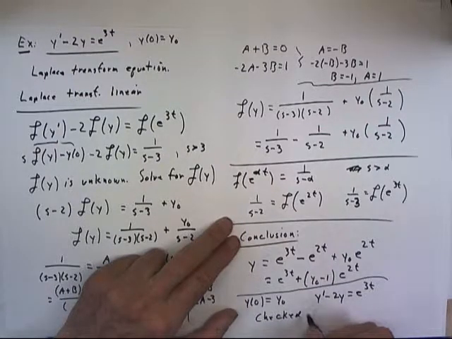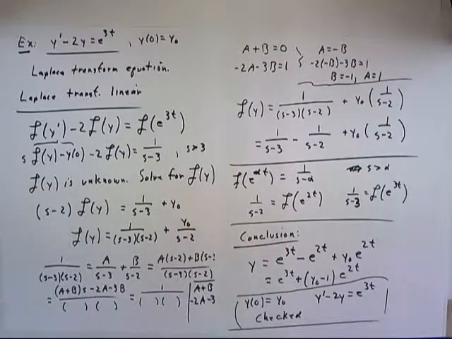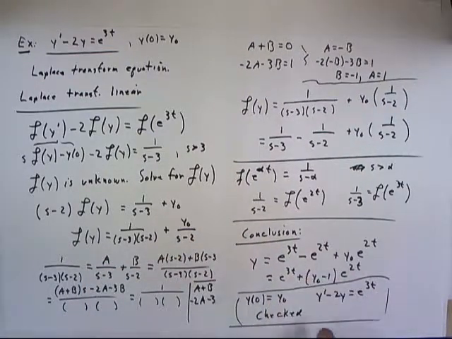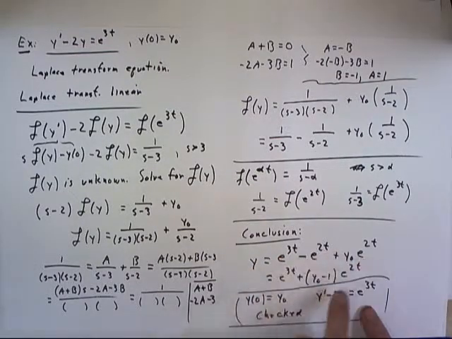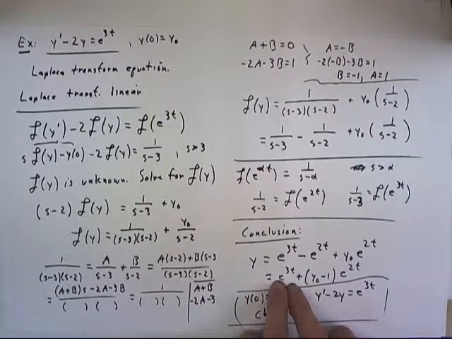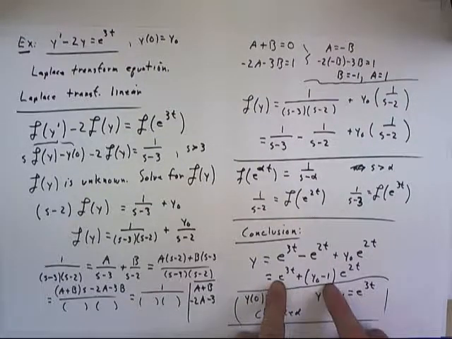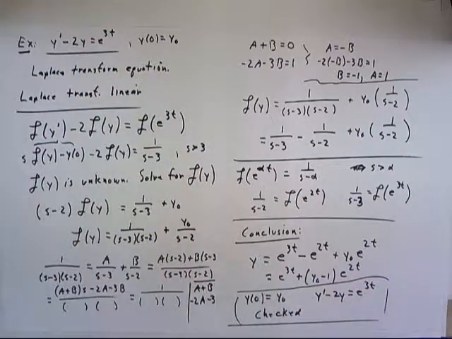Now I've checked it. I've checked it by pointing. If you didn't understand everything I said, write it out. Plug 0 in for t and verify that you get y naught, and plug e to the 3t plus the quantity y naught minus 1 e to the 2t into the equation and see that it's so.